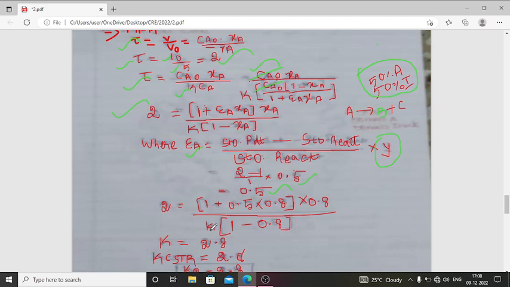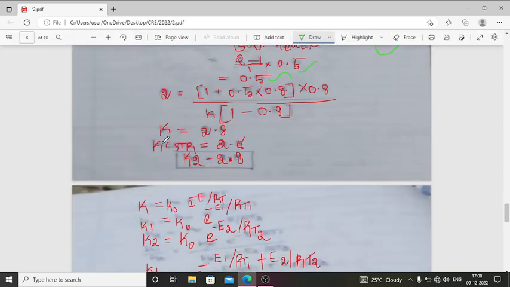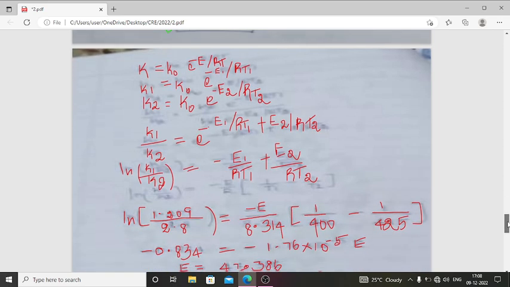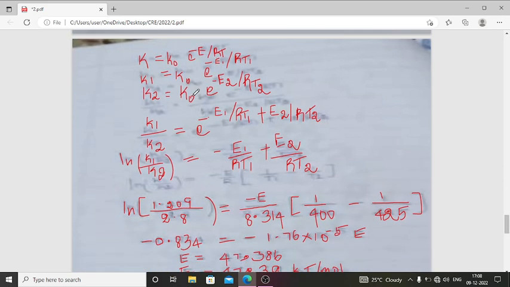So the K value is unknown. We are going to calculate with 1 minus 0.8. From this, the K value is 2.8. This K value is the CSTR K value, so this is taken as K2. K2 is equal to 2.8. But our objective is to calculate the activation energy. We have the two reactor K values. Generally, the Arrhenius equation assumption is given.